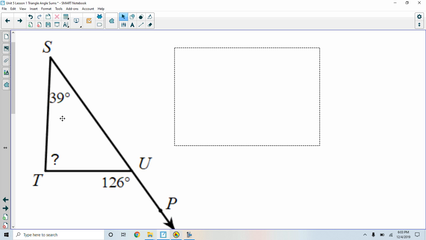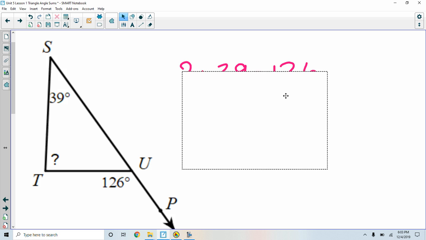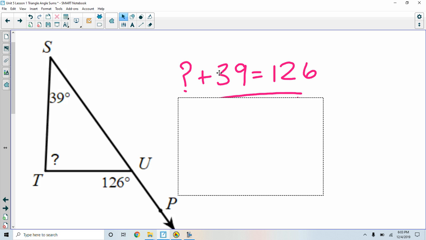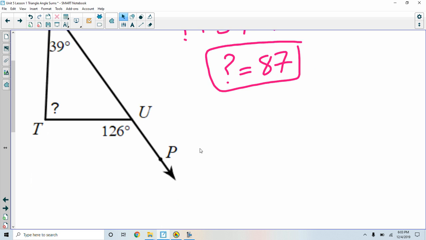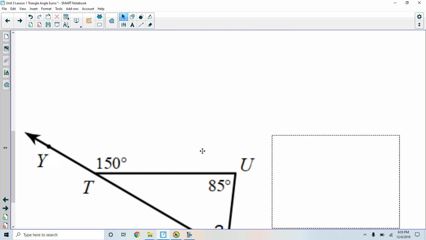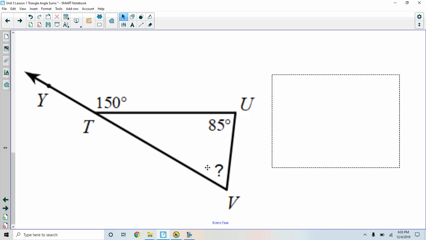I have 2 interior angles. I know one of them. And at my third vertex, I have an exterior angle. So I can use that relationship to find the missing angle. Those 2 interior ones add up, and they're equal to the exterior. And a quick solve finds this angle to be 87 degrees. Again, writing the equation is good practice for when this becomes more complicated.